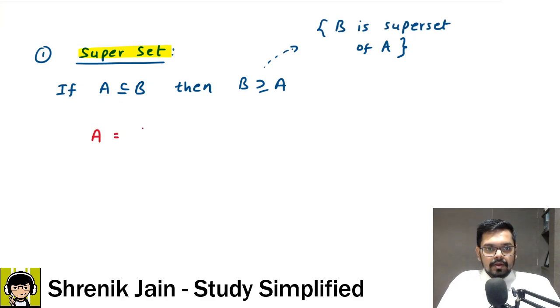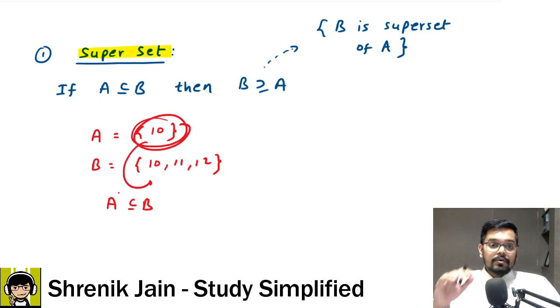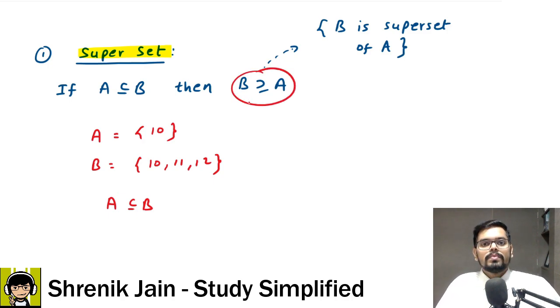This is you, who has only studied up till, let us say, 10th standard, right? And then your mother is this, who has studied up till 12th standard, okay? 10th, then 11th and 12th. Then can I say that A is a subset of B, because every element of A is present in B? Therefore A is a subset of B. And because B has more elements than you, therefore B is known as a superset of A.